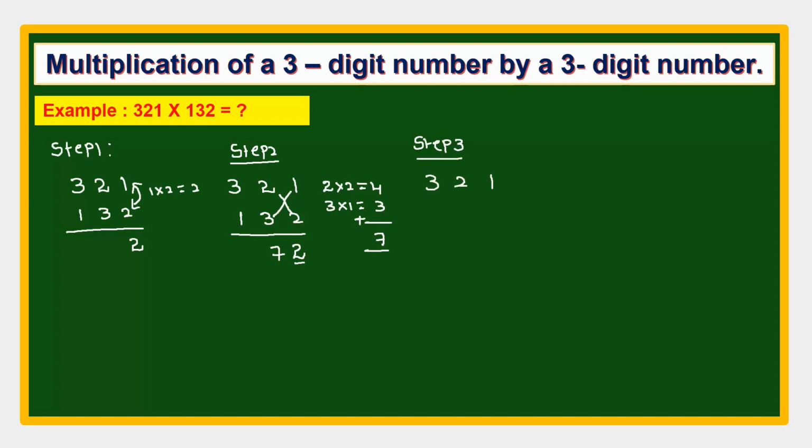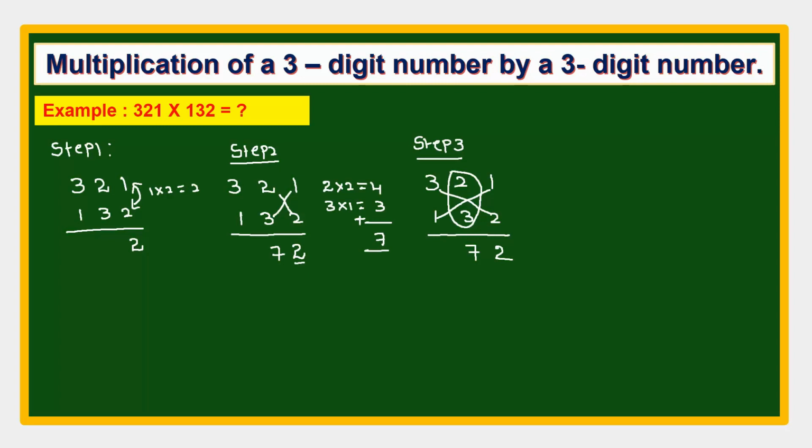3 2 1 times 132. Already we got the answer here. We performed 2 steps: 72. Now we have to multiply 2 by 3, means these two we have to multiply, and multiply 1 by 1, these two we have to multiply, and next we have to multiply these two. And next we have to add the products.